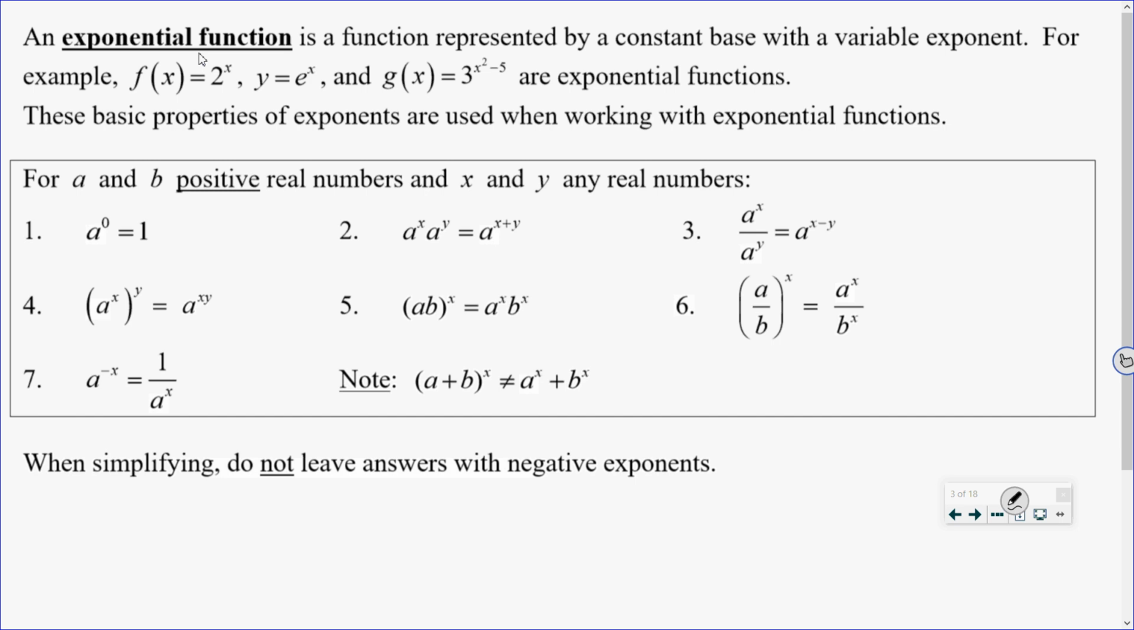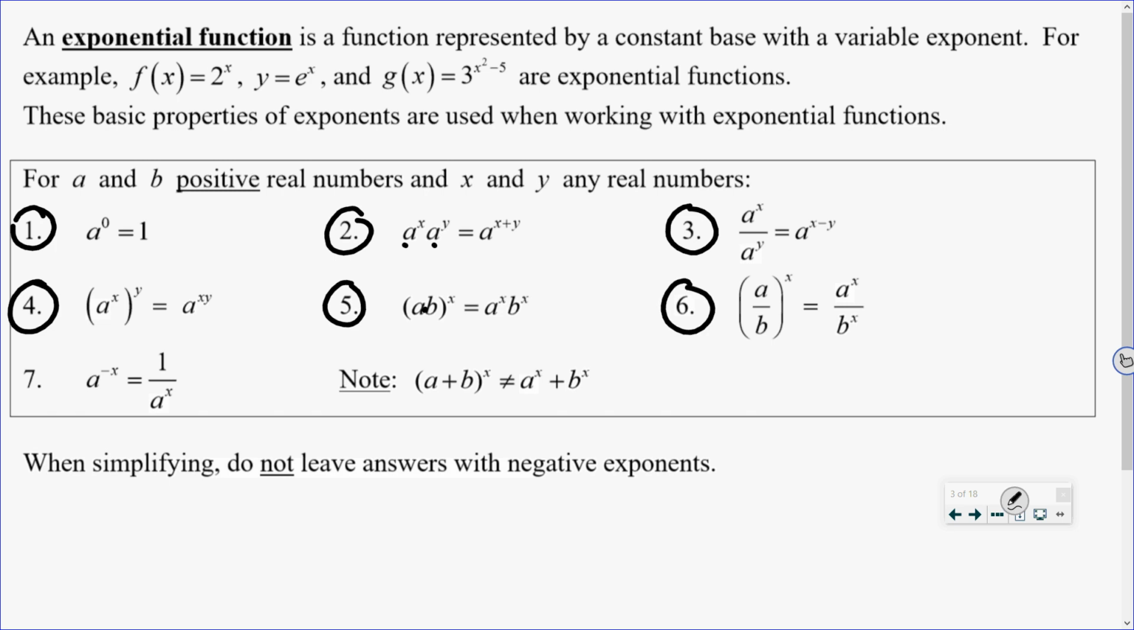So here are the basic properties we work with when we work with exponential functions. You should be familiar with all of them. We'll just do a quick review. A to the 0 power is 1. If I multiply two things with the same base, we add their exponents. The third one is if I divide things with the same base, the base stays the same and I subtract the exponents. Fourth one, if I have a power to a power, I multiply the exponents. Fifth one, if you have parentheses, as long as you're multiplying on the inside, the exponent just applies to both of them. So a to the x, b to the x.